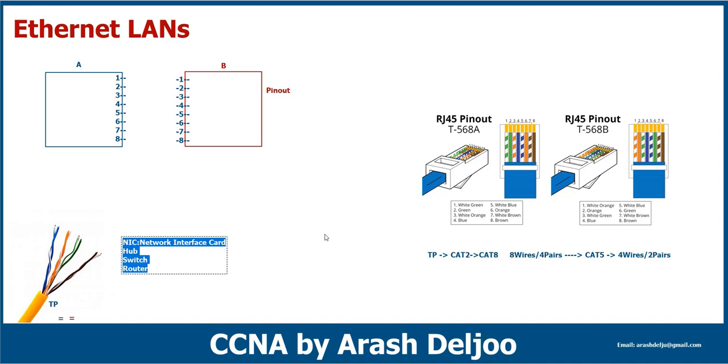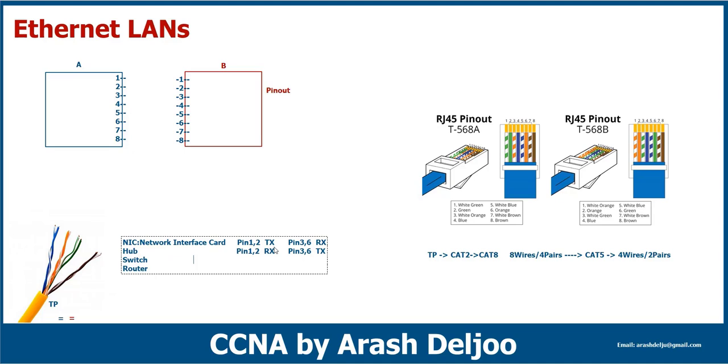Let me write here. It is important to know the network interface card is using pin 1 and 2 for transmitting, because we need a complete circuit. I will show you. And the NIC is using pin 3 and 6 for receive. This means that we don't use pin 4, 5, 7, and 8, but the direction is reverse in the hub and switch. In the hub and switch we are using pin 1 and 2 for receive and pin 3 and 6 for the send.